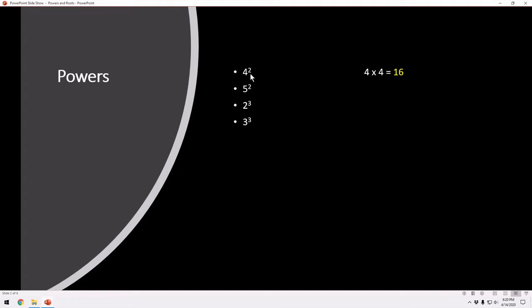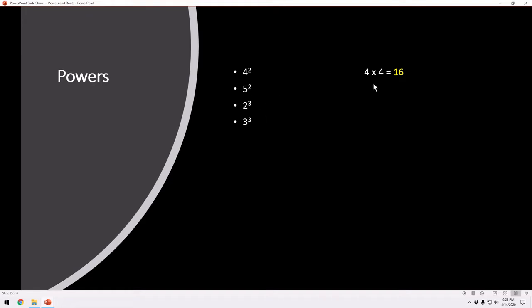The exponent is telling us how many times that number is going to multiply itself. Okay, it's not 4 times 2. The 4 is going to multiply itself 2 times. That's what it really means. So therefore, the answer of 4 elevated to the second power is 16. 4 times 4 is equal to 16. We're multiplying the 4 times itself.